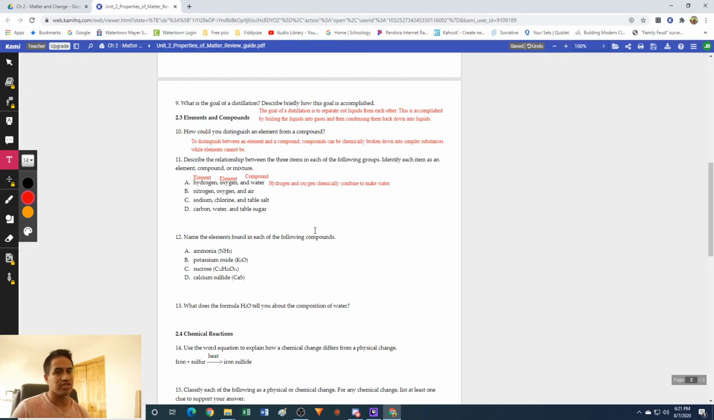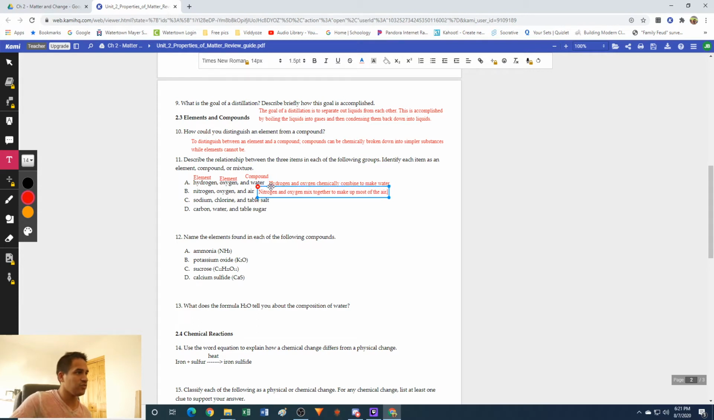Okay, nitrogen, oxygen, and air. So the relationship between these is that the air is about 80% nitrogen and about 20% oxygen. So the relationship is that nitrogen and oxygen both are mixed together to make up most of air. And then air itself, of course, is a mixture. So we will say that nitrogen and oxygen mix together to make up most of the air.